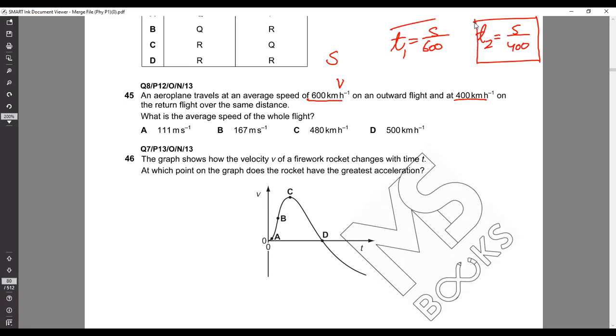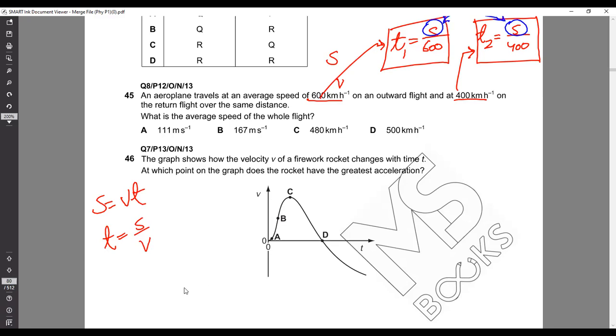Because we use just the formula s is equal to vt. So t is equal to s over v. Is that fine? So the time for the first flight was this much. Time for the second flight was this much. We assume the distance while forward and backward both was s. We don't have the s, but that's a different thing. But that distance is s. Is that okay?